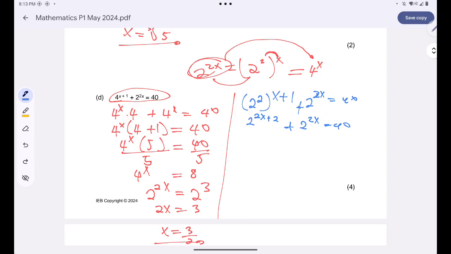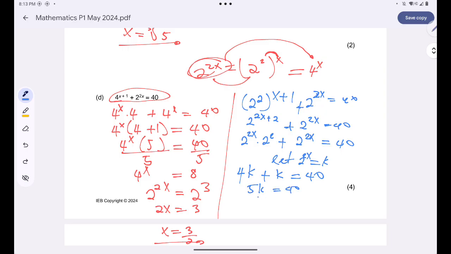And now I have the same base on the left hand side, right? All I need to do is to separate my exponents. I will have 2 to the power 2x multiplied by 2 squared plus 2 to the power 2x is equal to 40. I can simply say let 2 to the power 2x be equal to k. This simply means whenever I come across 2 to the power 2x, I'll just substitute a k. So I have 2 squared multiplied by 2 to the power 2x. 2 squared, remember, is equal to 4. 2 to the power 2x, I said it's k. And then I have k again is equal to 40.